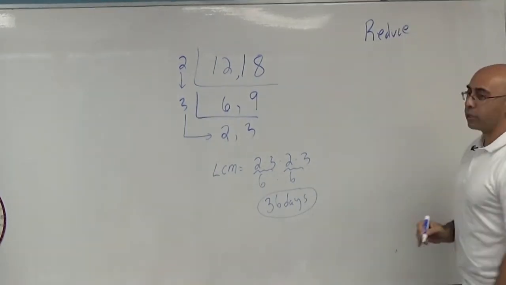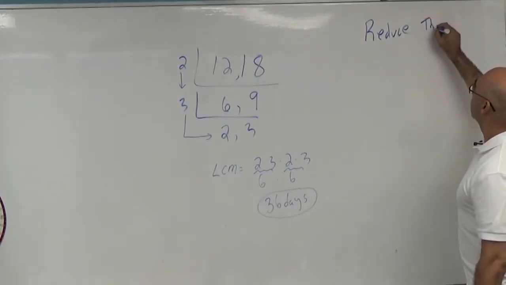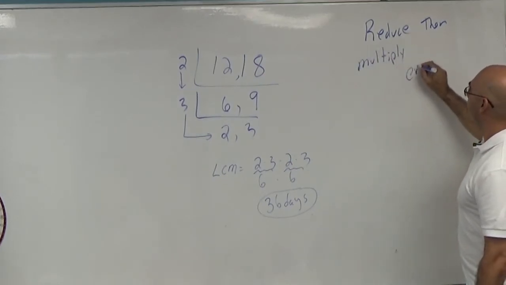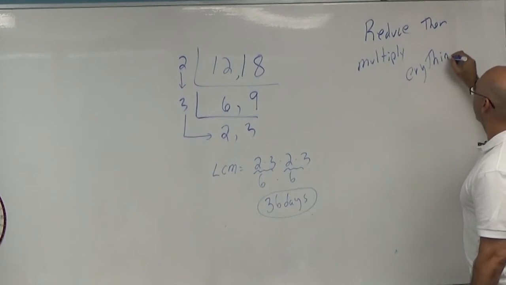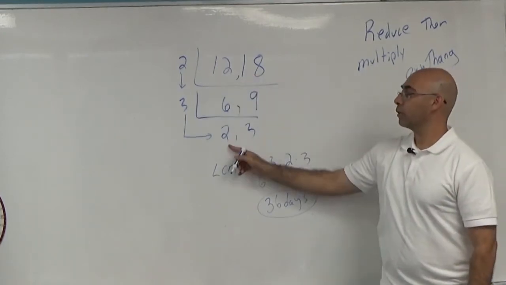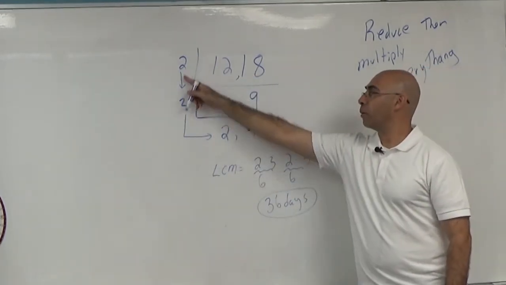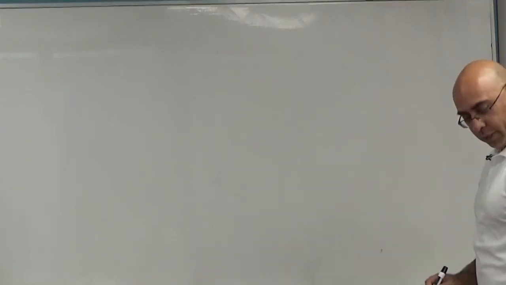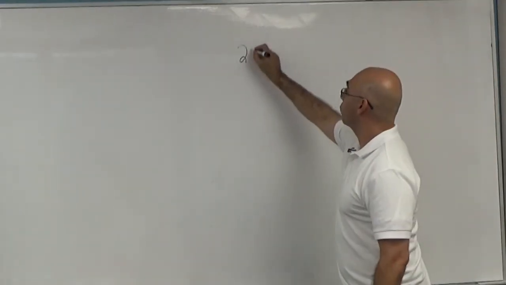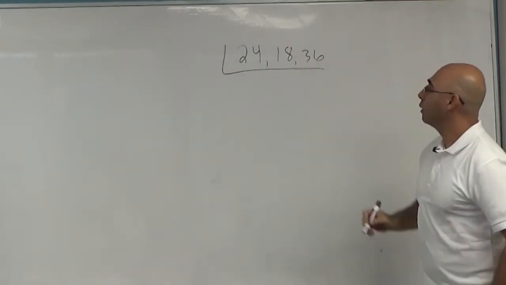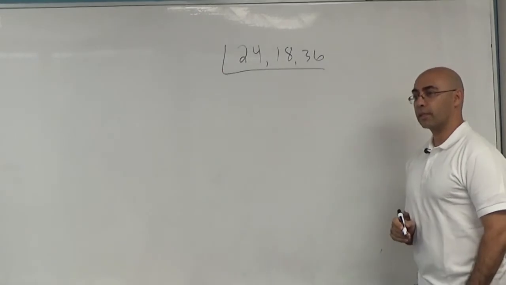reduce, then multiply everything. Everything. So we reduced until we couldn't reduce anymore, then multiply everything. Yes, sir. Let's try this one, 24, 18, and 36. 24, 18, and 36. What goes into 24, 18, and 36?